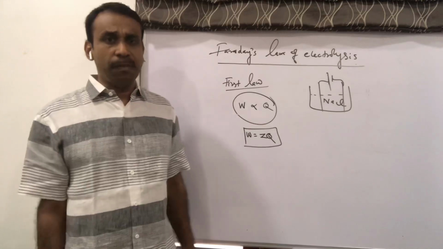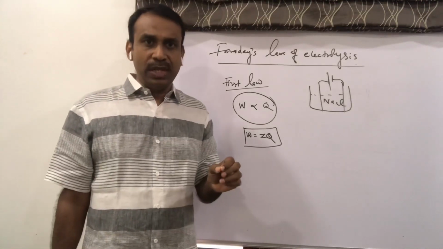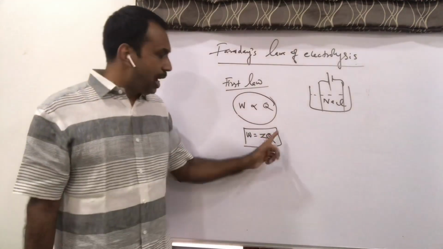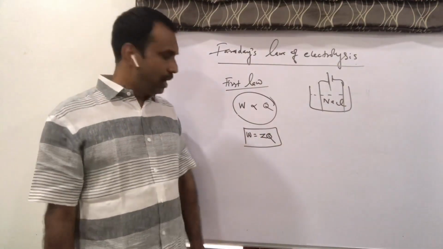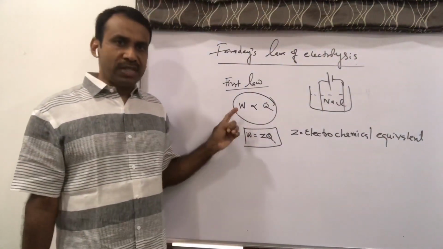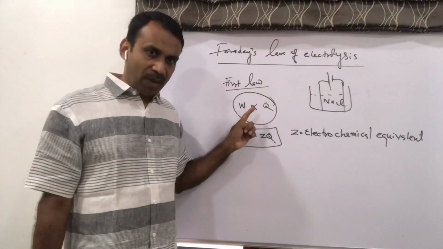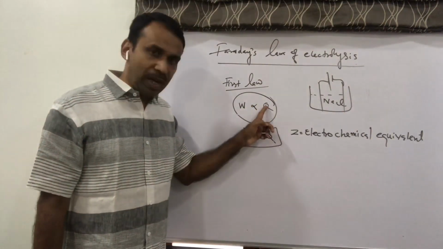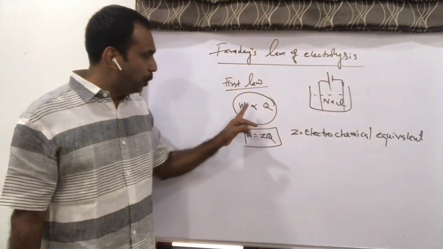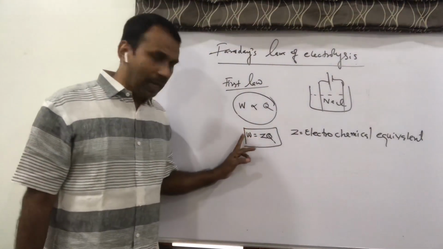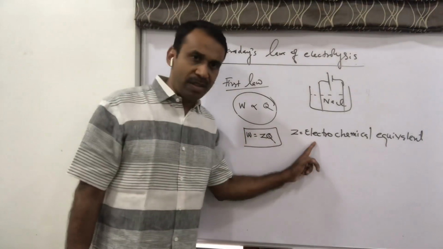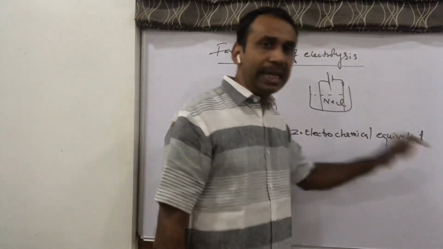What is Faraday's first law? The mass of substance obtained during electrolysis is directly proportional to the charge passed through the electrolyte. That is W proportional to Q. Mathematically, W equal to ZQ. What is Z? Z is a constant called electrochemical equivalent.